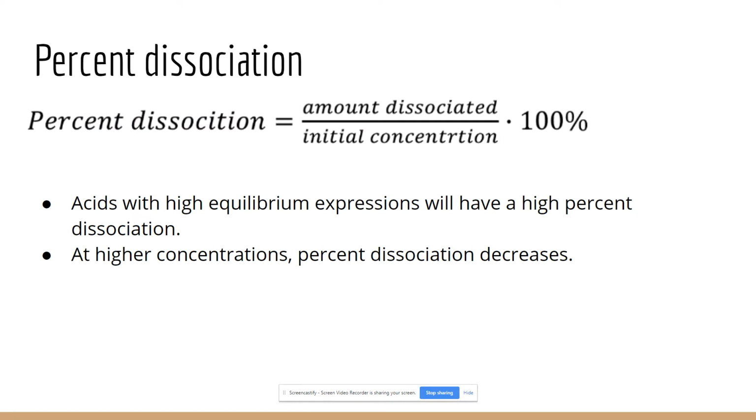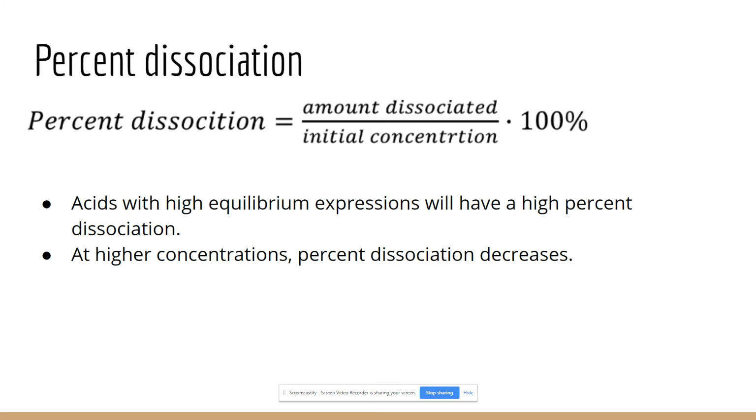Pause here. So percent dissociation is just going to be a way to conceptualize how strong an acid is. That would be the amount dissociated, typically measured in moles or in molarity, over the initial concentration times 100, just to make it a percentage. In general, acids that have high equilibrium expressions are going to have high percent dissociation, which logically makes sense.